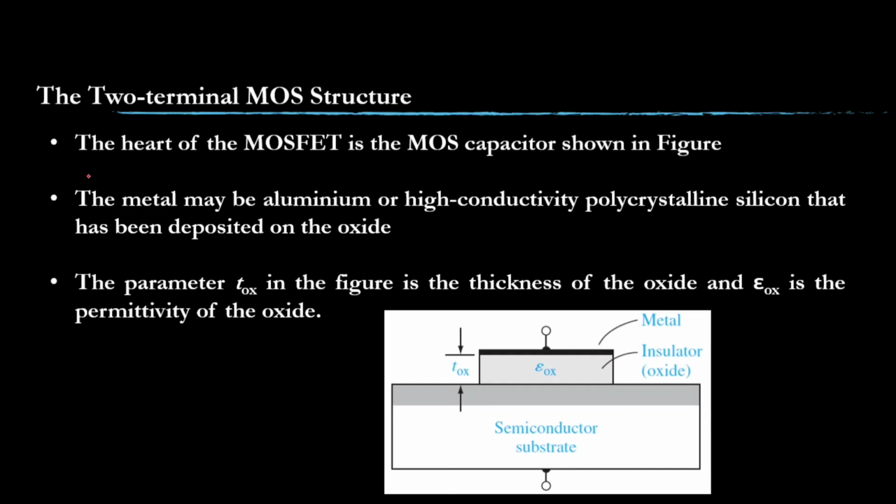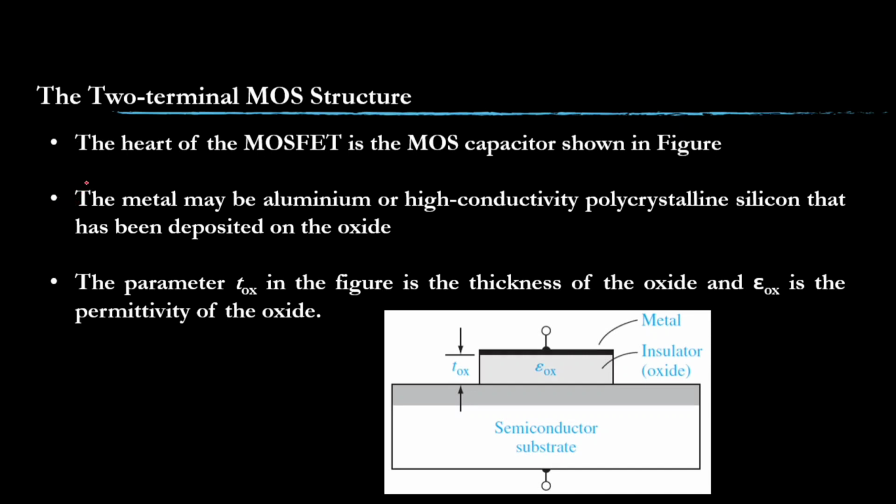We are going to discuss the basics of MOSFET, metal oxide semiconductor field effect transistor. The basic working concept behind the MOSFET is the MOS capacitor. It's nothing but a two-terminal MOS structure. I am going to explain the MOS capacitor. If you understand the MOS capacitor properly, it is very easy to understand the MOSFET working, construction, and all the related things.